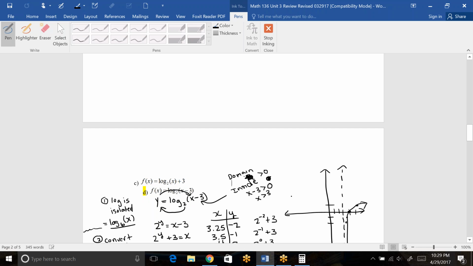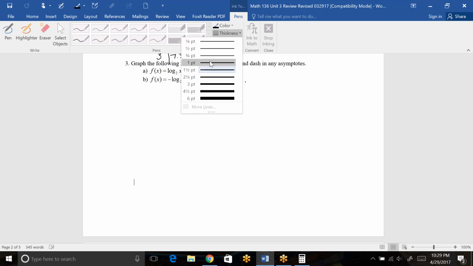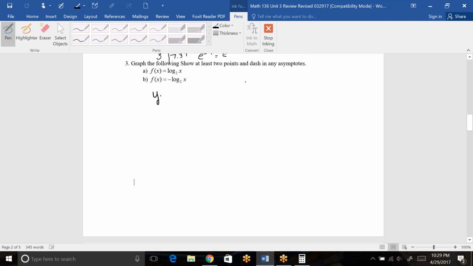There we go. All right, so let's go back up and look at B. So for B, there is a little bit of an issue before you try to convert this. Write it as y equals negative log 2 of x.